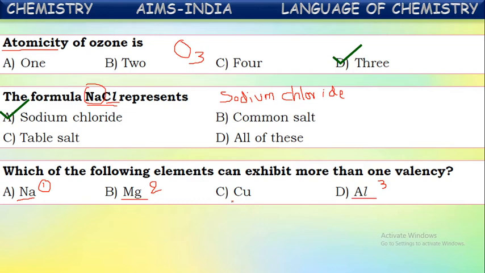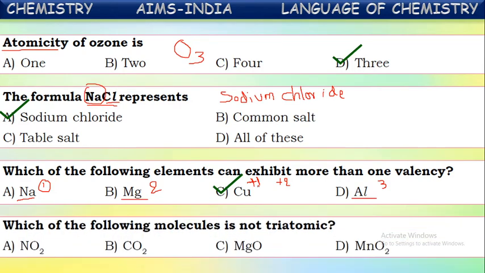But if you see in case of copper, copper can exhibit more than one valency. It can exhibit two valencies, one and two. So this kind of elements which can exhibit more than one kind of valency are called variable valent elements, and this phenomenon is called variable valency. Copper can exhibit two different valencies, plus one and plus two, in its compounds. Okay, copper is the correct answer here.